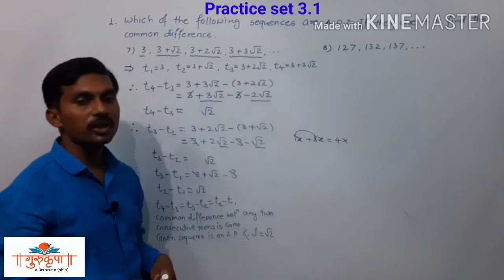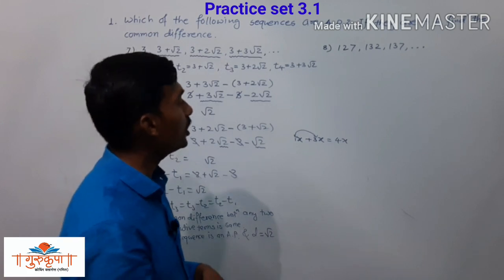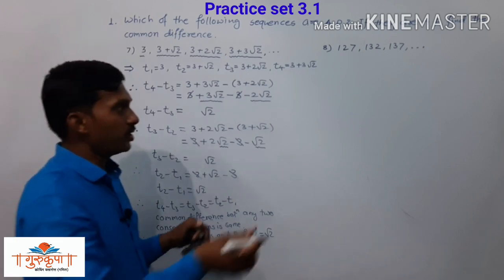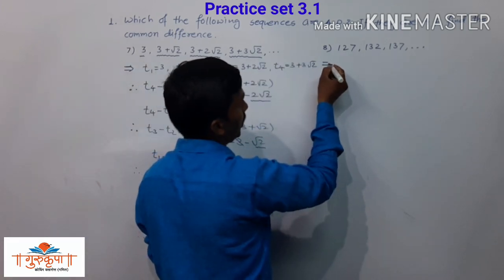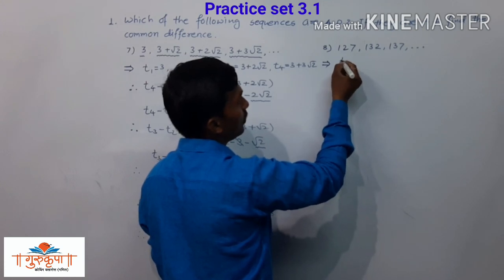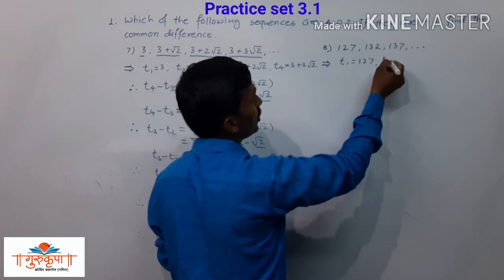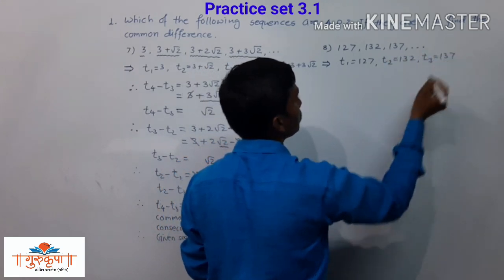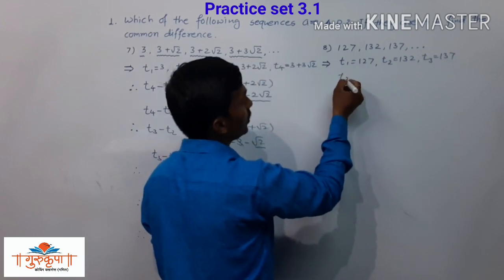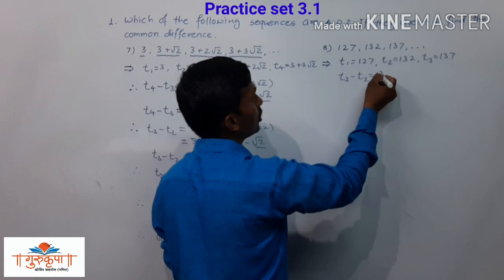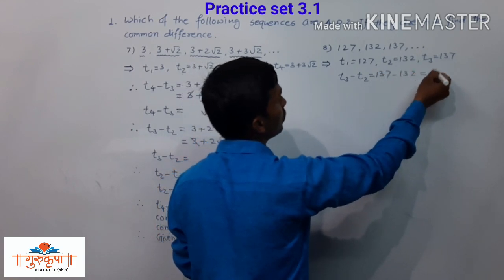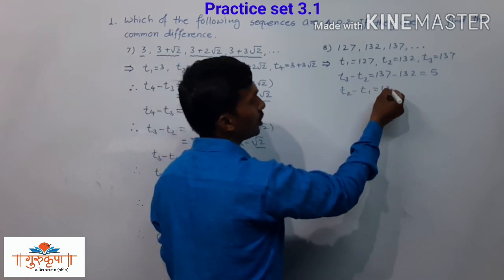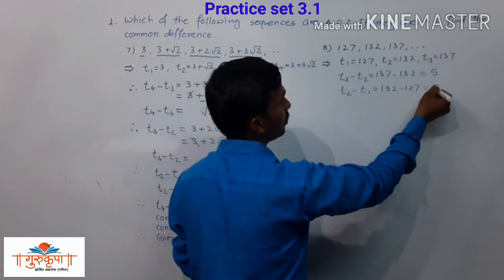Here we have one more example, example number 8, and it is a very easy example. Since rational numbers are given, we can easily determine whether it is an AP or not. T1 is 127, T2 is 132 and T3 is 137. Here T3 minus T2 is 137 minus 132, which is equal to 5. Then T2 minus T1 is 132 minus 127, which is 5 again.